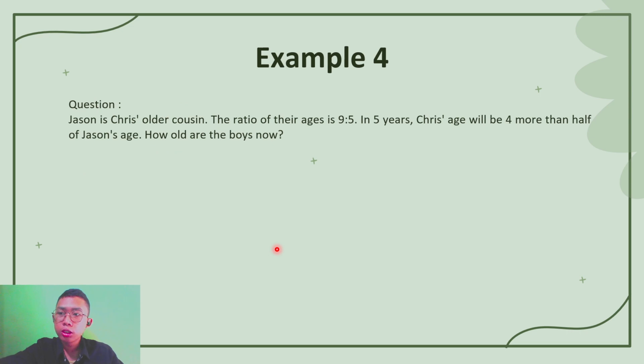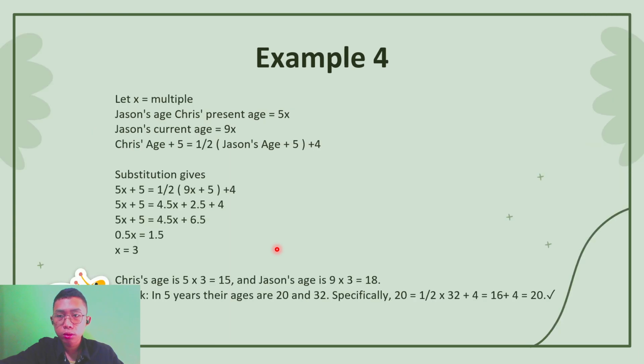Example 4. Jason is Chris' older cousin. The ratio of their ages is 5 to 9. In 5 years, Chris' age will be 4 more than half of Jason's age. How old are the boys now?